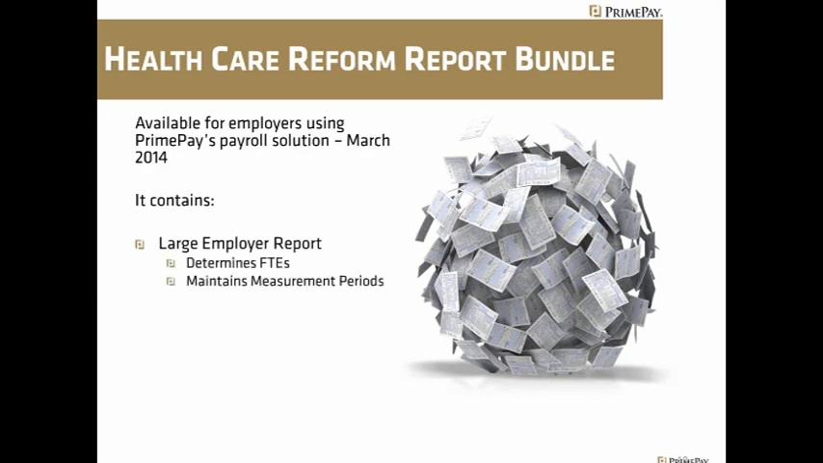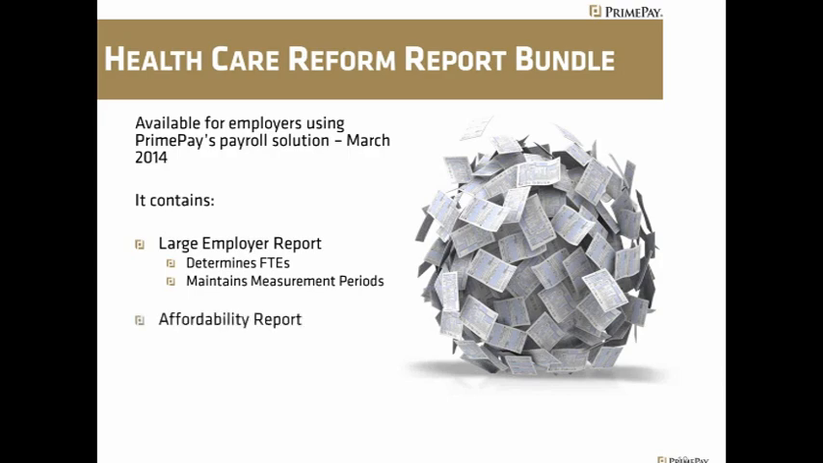The first report is a large employer report, and it does two things. First, it determines your full-time equivalents. Fortunately, payroll contains all of the data needed with regard to the variable hours, seasonal, all the W-2 employees, whether they're owners, part-time, or full-time. So our report will help the employer determine exactly how many full-time equivalents they have. It will also maintain the ongoing and initial measurement periods for each employer.